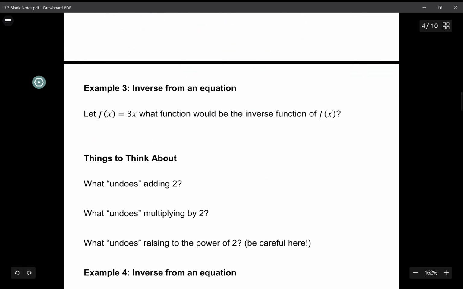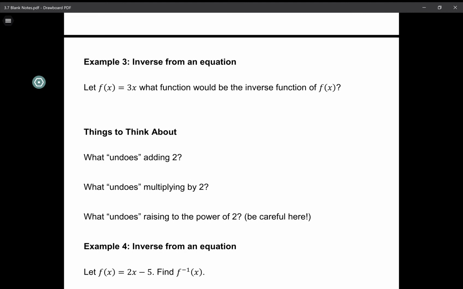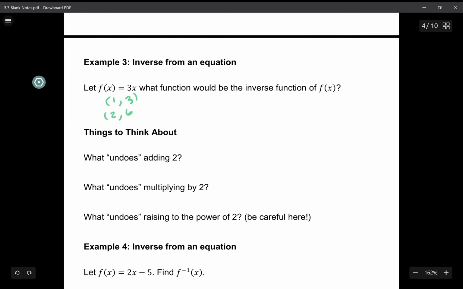All right, what if we tried to find the inverse from an equation? Well, let's just kind of think about how operations work. If our function was 3x, so every input was tripled, what would be the inverse function? Well, let's just think of some points in our original function. If we put 1 in, we would get 3 out, triple it. If we put 2 in, we would get 6 out. If we put 3 in, we'd get 9 out.